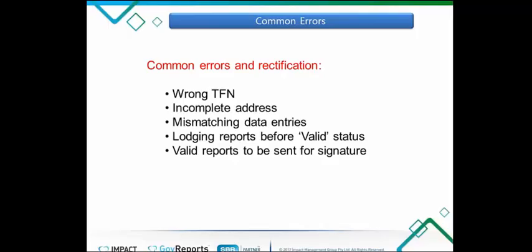The common error that normally occurs when people prepare and lodge PAYG payment summaries is perhaps the wrong TFN, which may be done purposely by the employees or not on purpose. In most cases, when you enter the tax file number into Gov Reports, we have validation points and also an ABN lookup built into our system. So wherever you enter the ABN or tax file number, if it's incorrect, you would get a red flag.